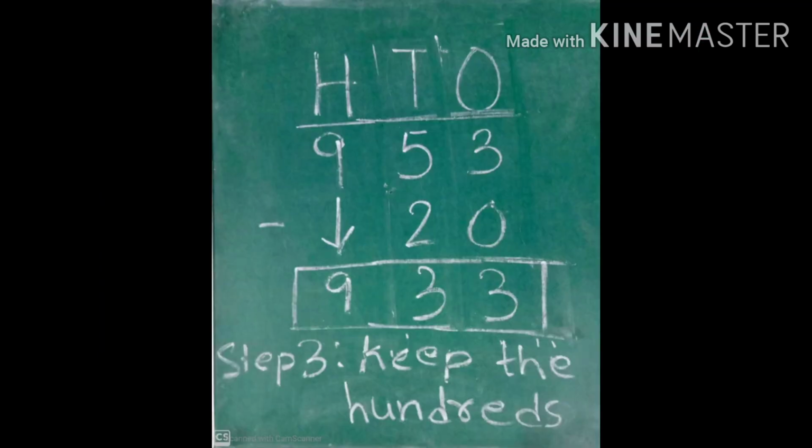Step number 3 is keep the hundreds. That means we'll just have to bring 9 and write it down. So by subtracting 953 minus 20, the difference we get is 933.